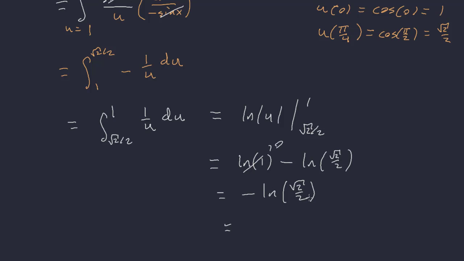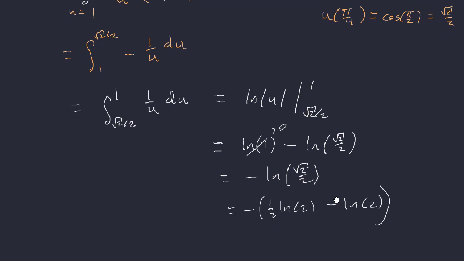You can actually move the negative to the inside. You can split this up. If we were to split this up, we'd have 1/2 ln 2 minus ln 2, right? Because you can split up the division with subtraction and move the 1/2 power outside.